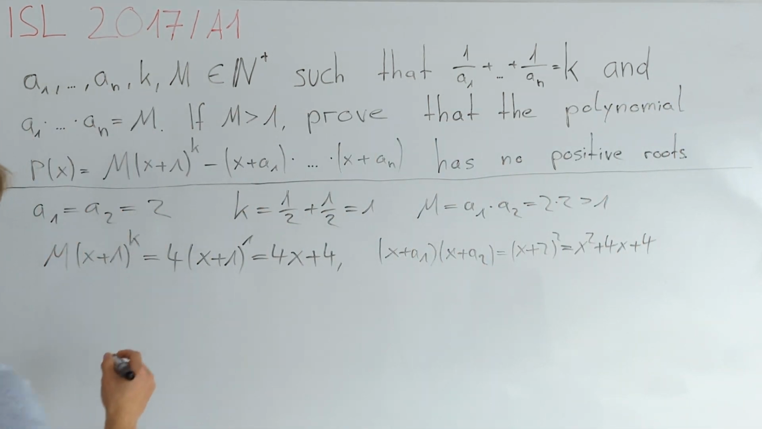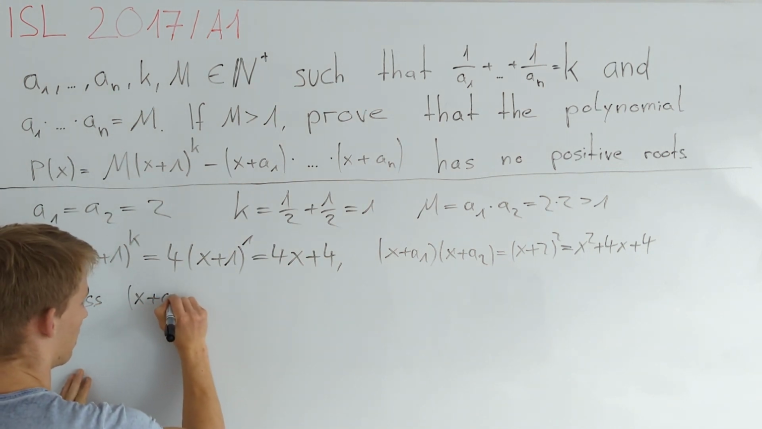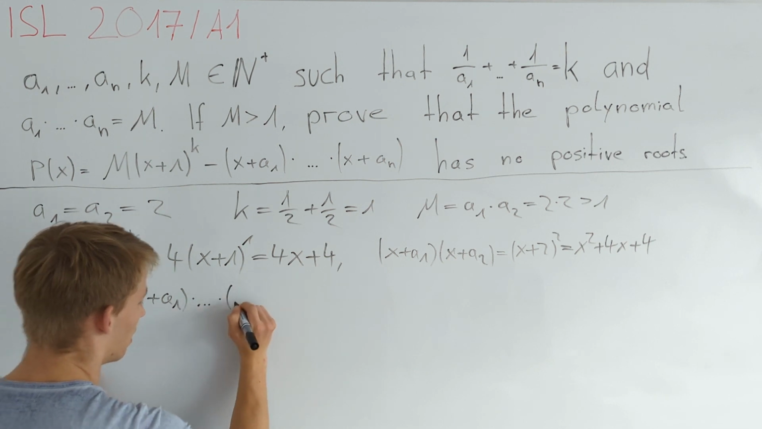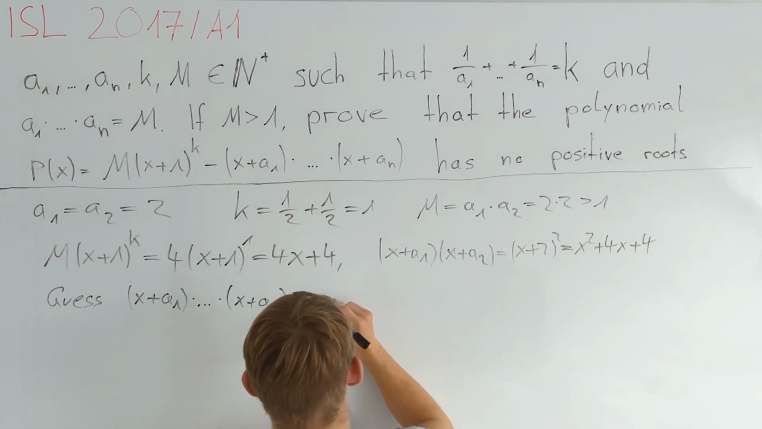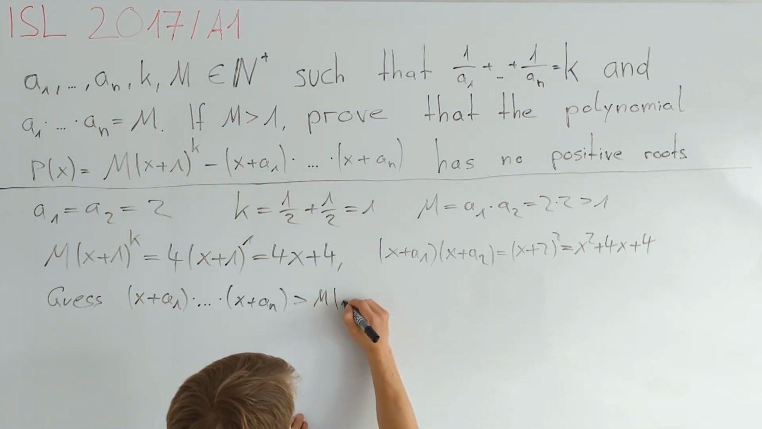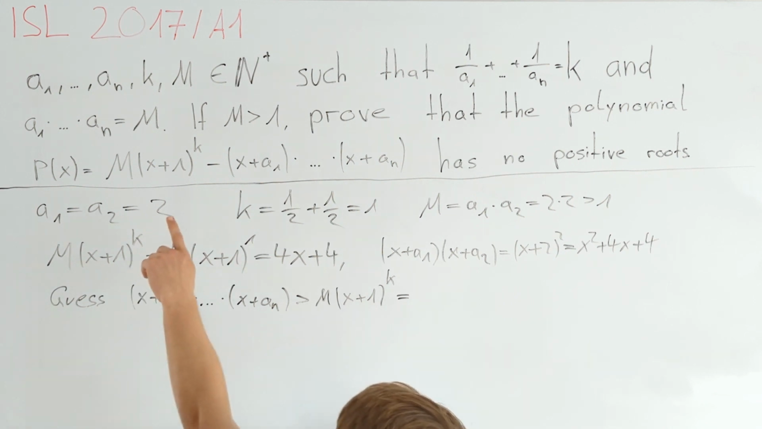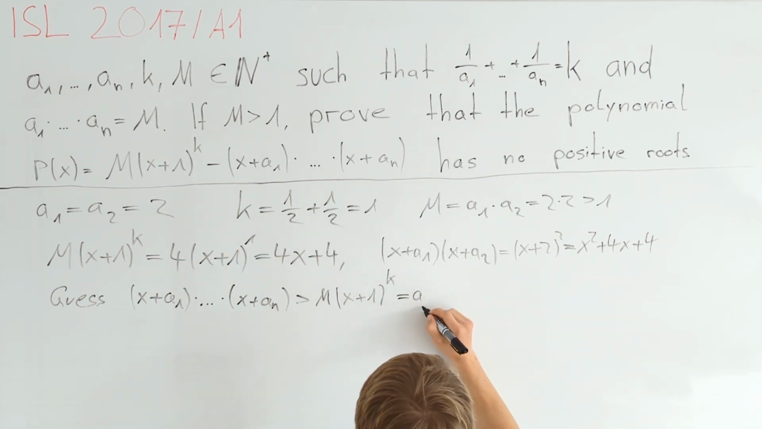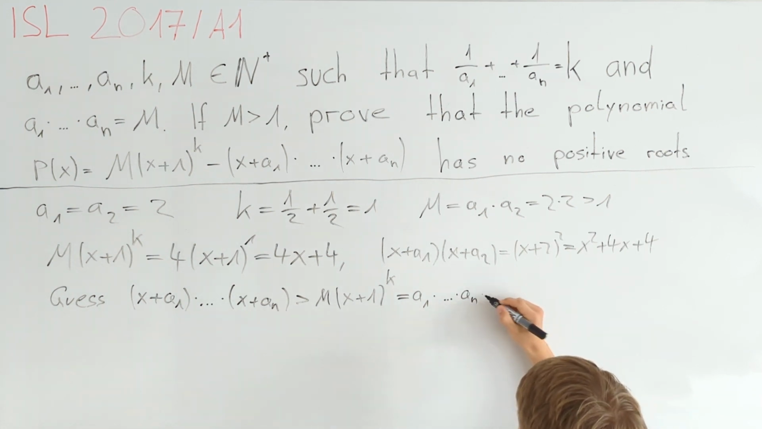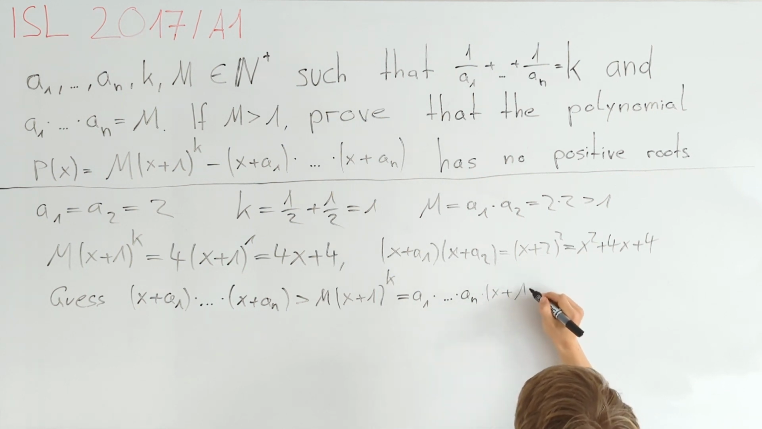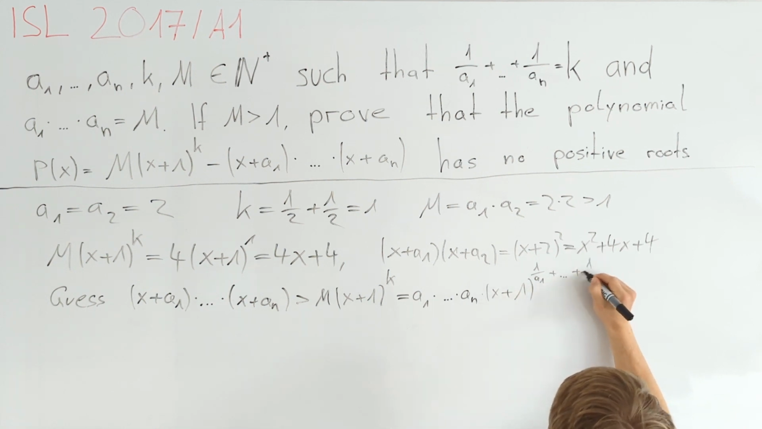So we guess that (x plus a1) times and so on up to (x plus an) is larger than m times (x plus 1) to the power of k. And now we can plug in the values for m and k and get that this is equal to a1 times and so on times an, all multiplied with (x plus 1) to the power of 1 over a1 plus so on up to 1 over an.